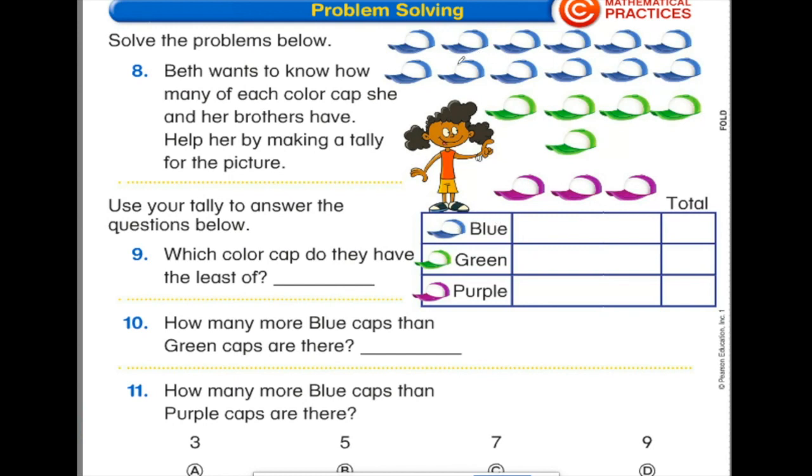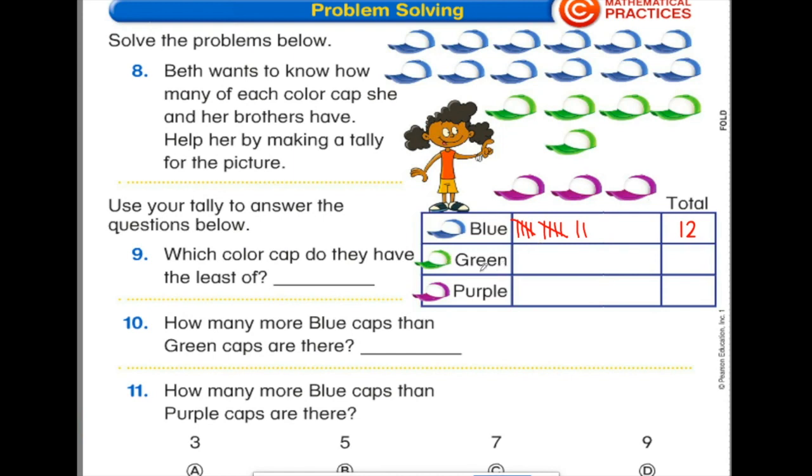Looking only at the blue caps, count with me. 1, 2, 3, 4, 5, 6, 7, 8, 9, 10, 11, 12. There are 12 blue caps, so we need to put that in tally marks. Let's do it. Count with me. 1, 2, 3, 4, close the gate. 5, keep going. 6, 7, 8, 9, close the gate. 10, 11, 12. So we have a total of 12 blue caps.